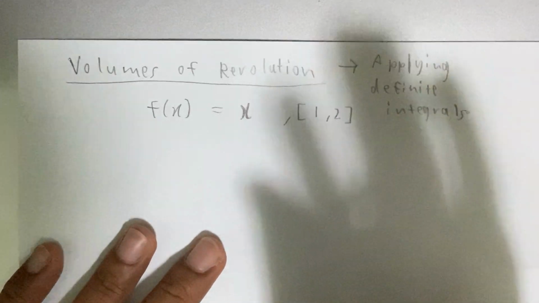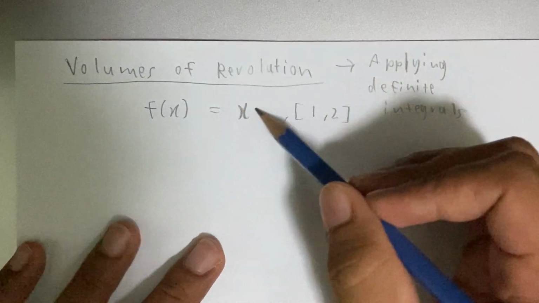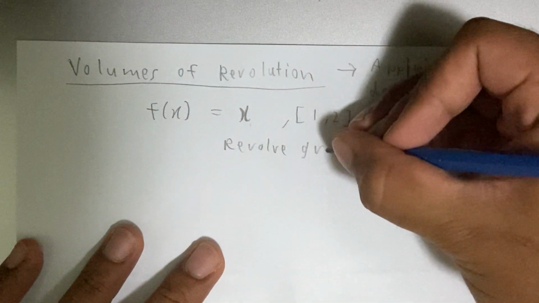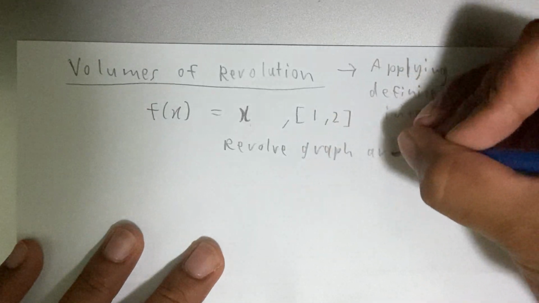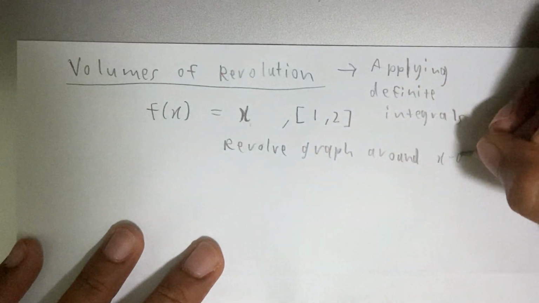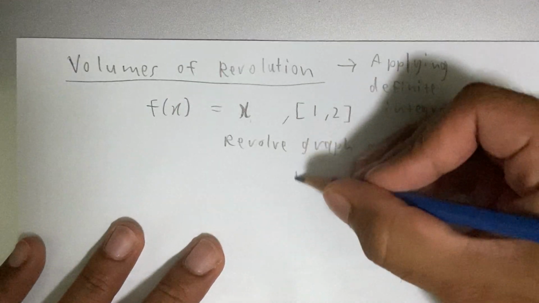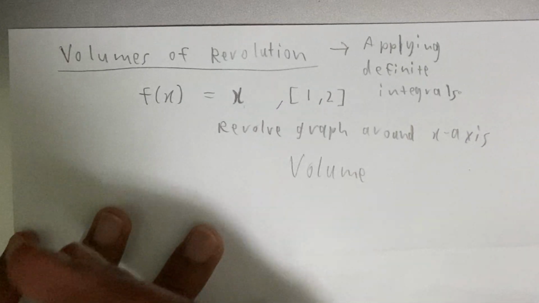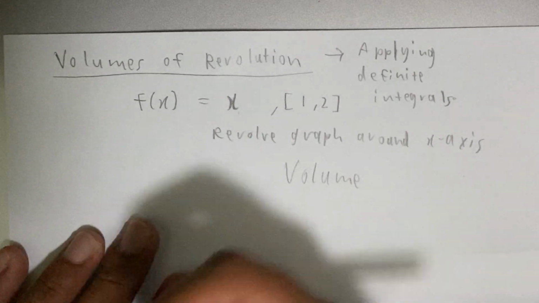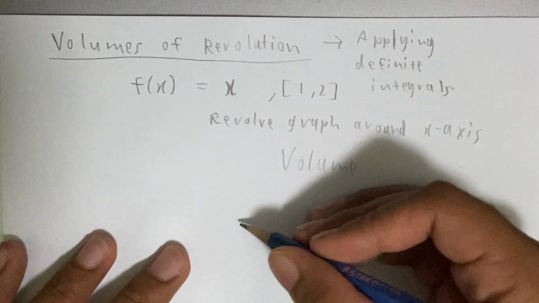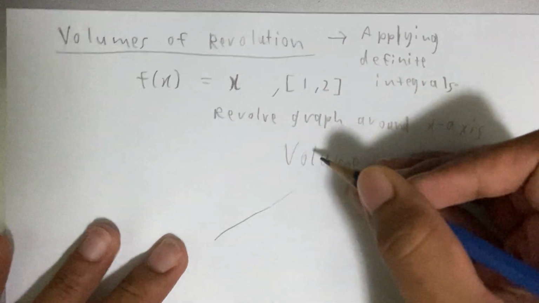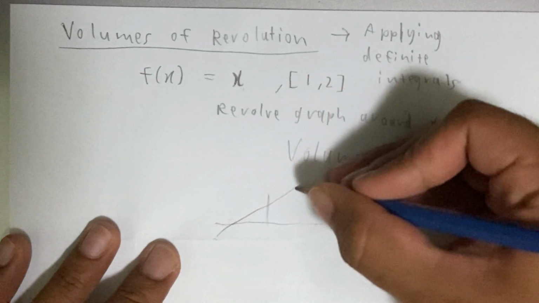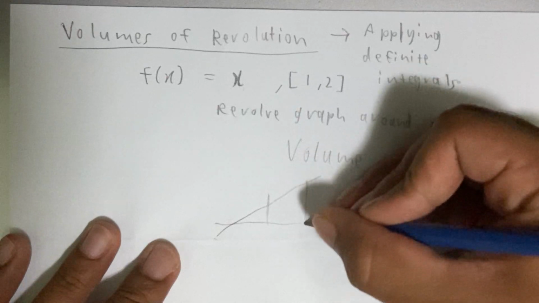And now there's a real bombshell. They'll say if you revolve the graph around the x-axis, then you have to find the volume of the shape generated. That's really deep, right? It's pretty unconventional. So what this means is that you have your graph over here, and via the x-axis somewhere over here, you're from 1 to 2, let's say.